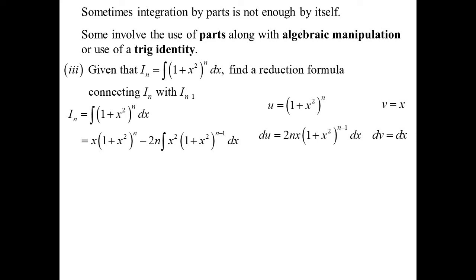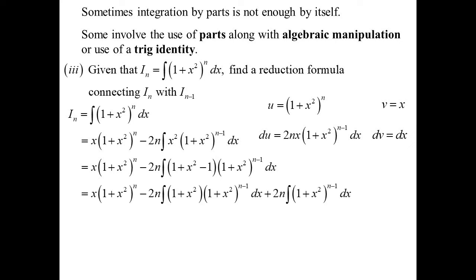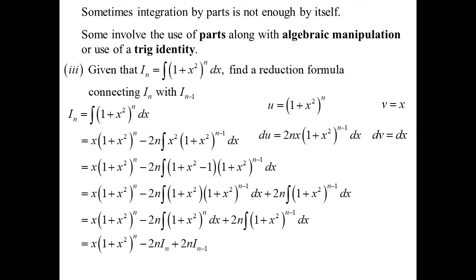Now have a look at the integral. This is where I'm going to use the algebraic manipulation. I've got x squared times (1 plus x squared) to the power of n minus 1. So if I make that 1 plus x squared minus 1, split that into 2 integrals, the first one now becomes, when I recombine the 1 plus x squared with the 1 plus x squared to the n minus 1, (1 plus x squared) to the power of n. The second one is (1 plus x squared) to the n minus 1. So I actually have that I_n is x(1 plus x squared) to the n, minus 2n I_n plus 2n I_(n-1). Think of it like an equation. We want to make I_n the subject. So we move the 2n I_n over.